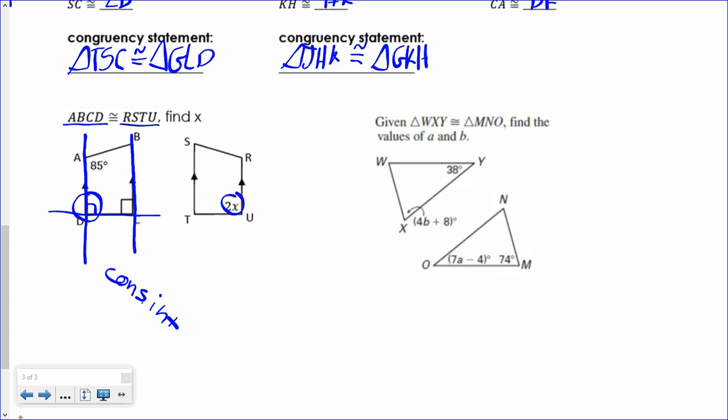So now I know that this angle is equal to 2x, so I can say 90 is equal to 2x because these two angles are congruent. The shapes are congruent. So when you solve, what's the measure of x? 35.